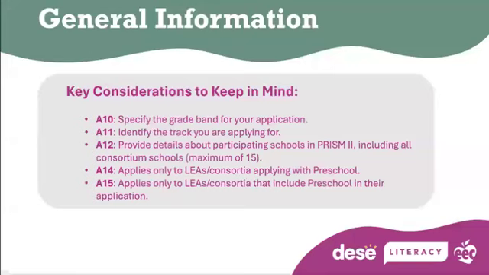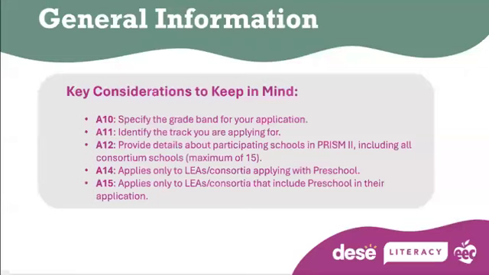Track 2 is for LEAs or consortiums prepared to engage in an evaluation, selection, and purchase process during the 2025-2026 school year for implementation in the 2026-2027 school year. All Track 2 PRISM II districts will participate in DESE's Evaluation and Selection Network.